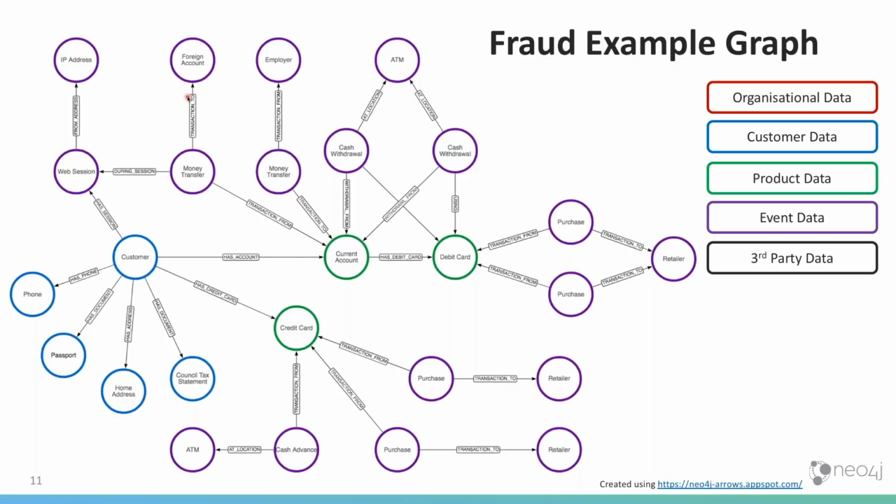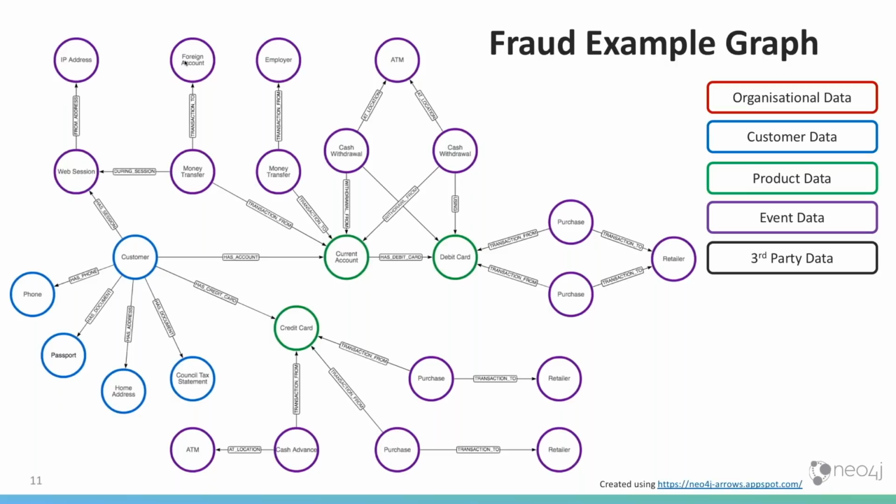But then we have a money transfer here that was made during a web session by this customer from a particular IP address, and the money was transferred to a foreign account. And again, that may or may not be suspicious, depending on the typical patterns of behavior for that particular customer. And again, whether there's anything about that IP address or that foreign account that ties it to other incidences of fraud.